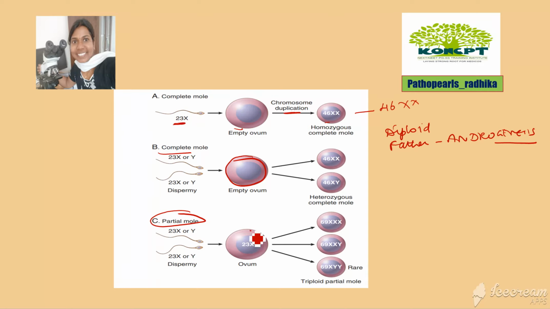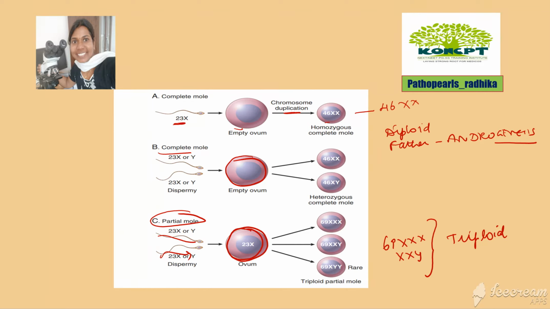Okay. Then coming to partial mole. In partial mole, an egg is fertilized by 2 sperms. So you have a triploid number of chromosomes, 69XXX or 69XXY. So remember, partial mole is triploid and you have both maternal and paternal genetic material.